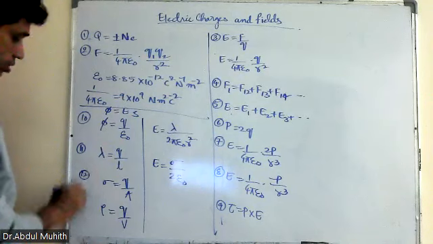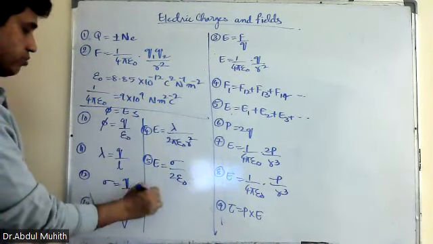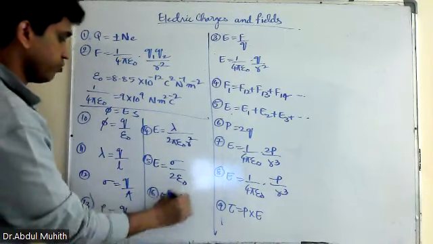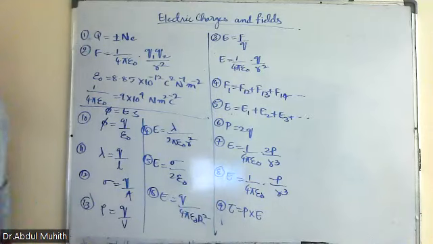Then the 12th, 13th, 14th, 15th and 16th formulas. E is equal to 1 by 4 pi epsilon 0 into Q by R square. These are all the formulas. Please copy these formulas and try the numericals.